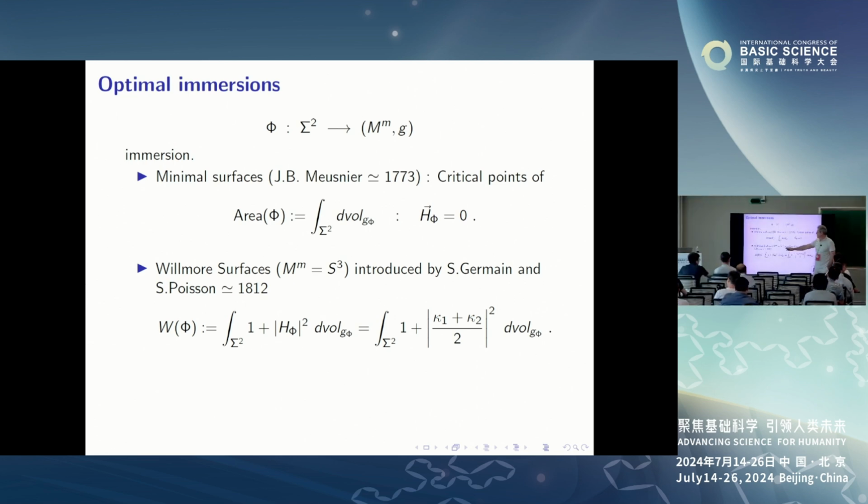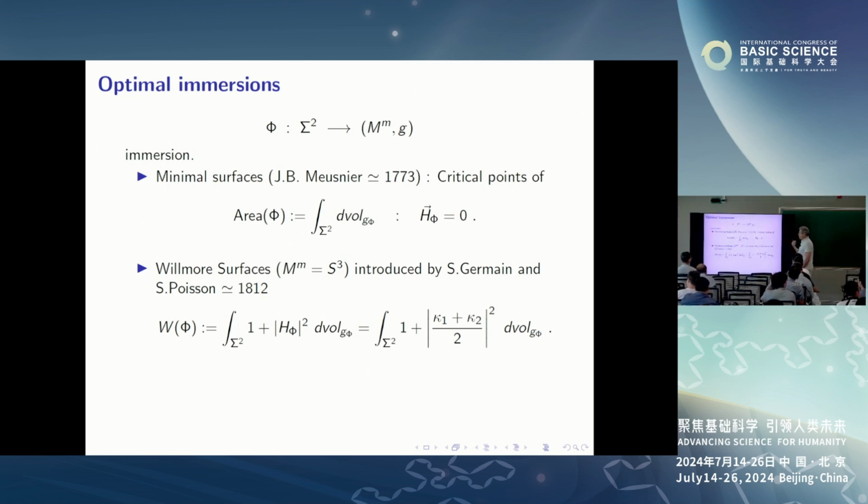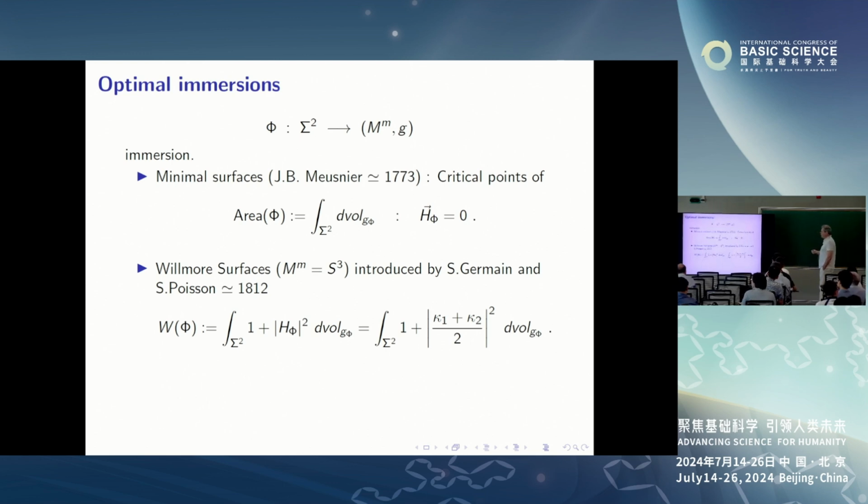So here I'm restricting to immersions into the three-sphere, but you can also define the Willmore energy in a much more general context. Here you have the two principal curvatures, so this is my normalization. This energy was introduced in the early 19th century in an effort to extend the theory of elastica of Bernoulli and Euler to two-dimensional membranes. This was first introduced by Sophie Germain, and the Euler-Lagrange equation was derived by Siméon Poisson at the time.